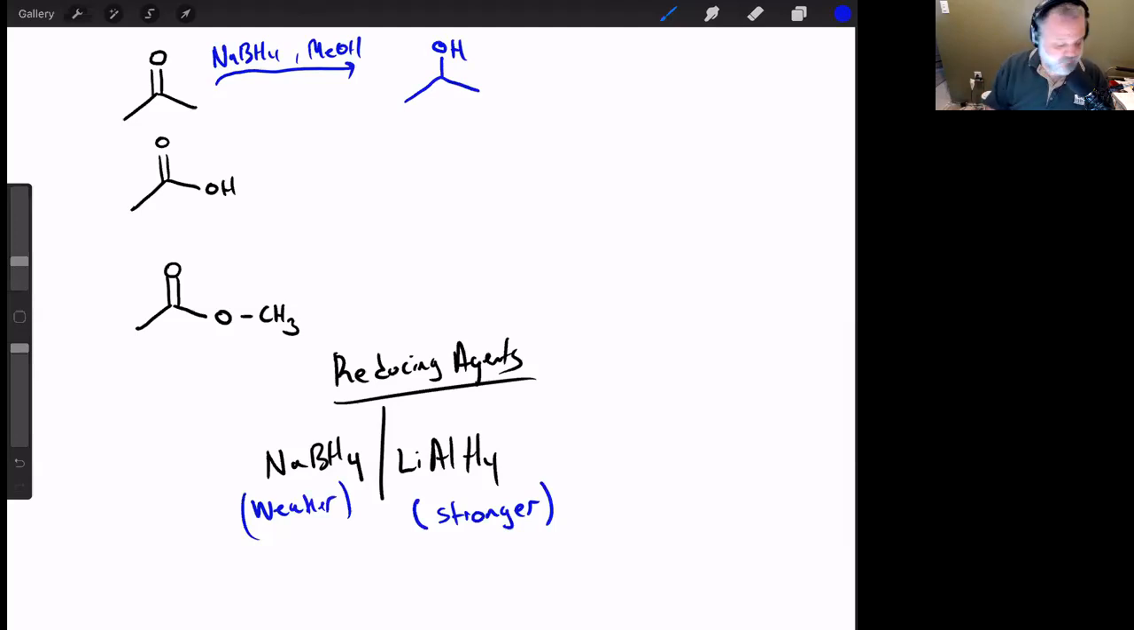I cannot use sodium borohydride with either of the other two functional groups. They're not going to work out for me. Remember, this can be an R, where R is any sort of hydrogen or other carbon chain. So this works on both aldehydes and ketones.